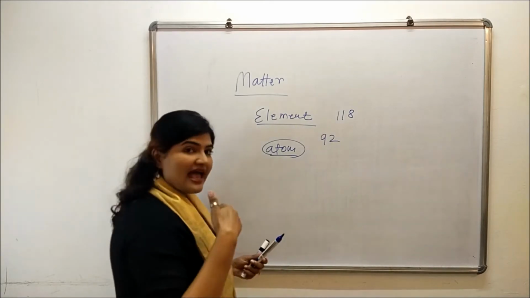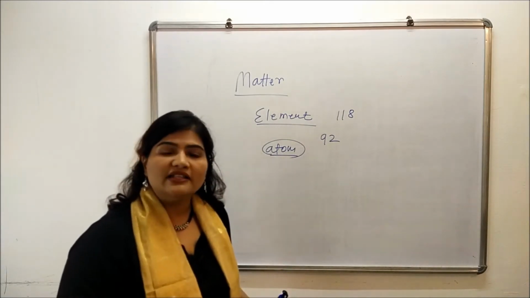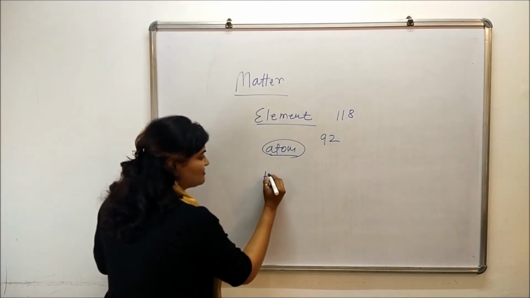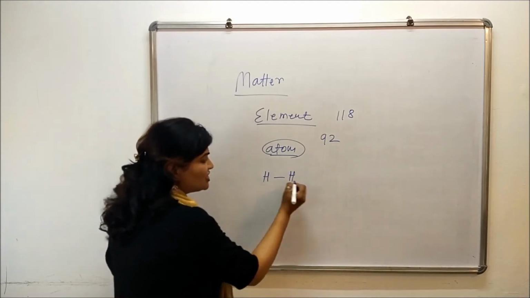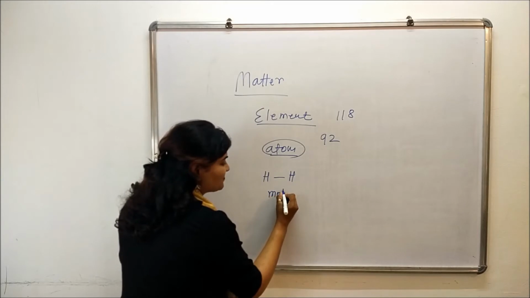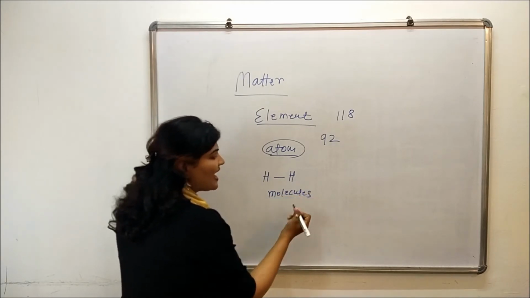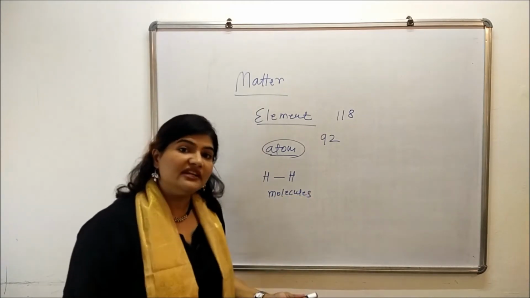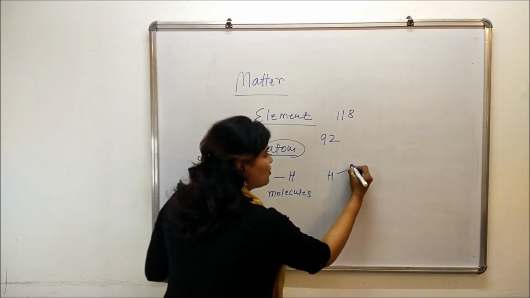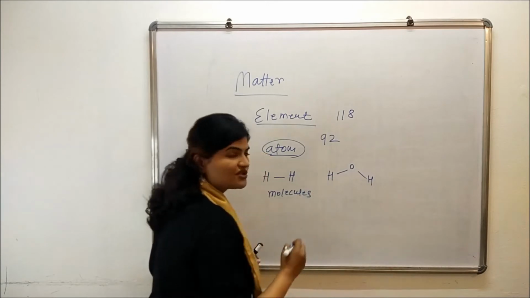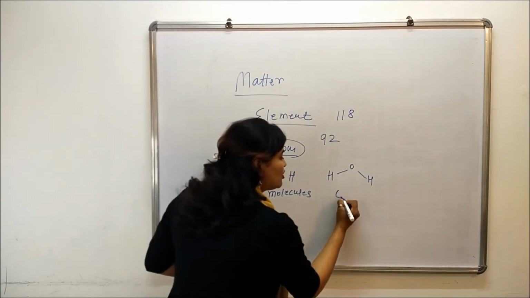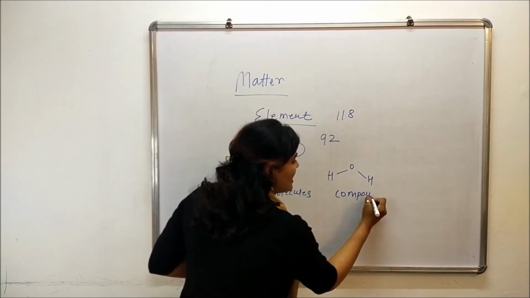Now these atoms can chemically combine with other atoms, and if similar atoms combine, for example hydrogen combines with hydrogen, then we call such things molecules. And if two or more different atoms of different elements combine together, for example HOH, here hydrogen and oxygen are two different elements and their atoms are combining together, then we call such things compounds.